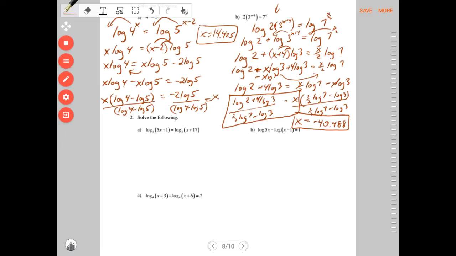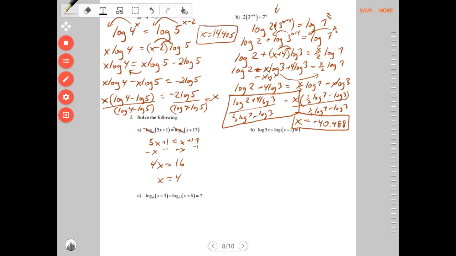Okay, well, if the logs are exactly the same on both sides, they just cancel. So that's kind of a nice thing. So all that means then is 5x plus 1 equals x plus 17. That only works when the two logs here are the same base, and of course in this case they are. So that's great. So minus x, minus 1, minus 1, so we get 4x equals 16, so x equals 4.